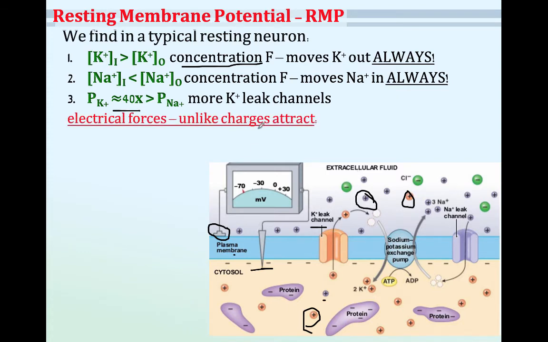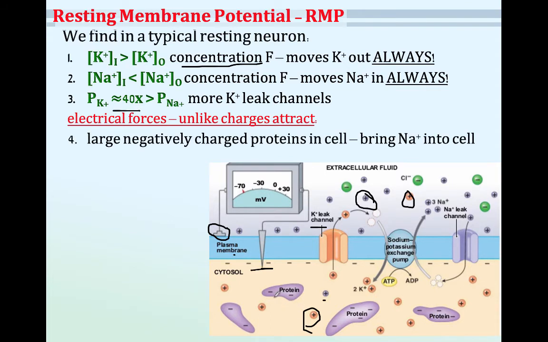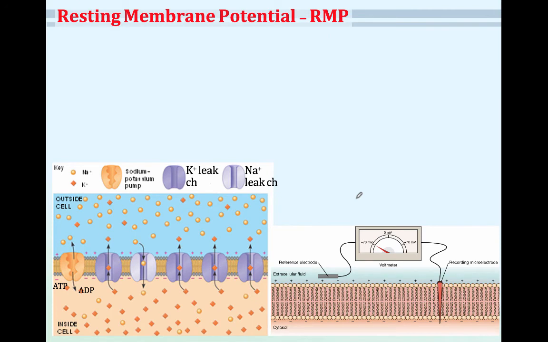The other thing that you need to notice here is that we have these large negatively charged proteins inside the cell, and unlike charges attract, and so that means that not only is sodium going down its concentration gradient, it's also being drawn into the cell by the electrical gradient. Negative charge inside attracts the positive charge, unlike charges attract. It's also trying to hold the potassium in the cell, but the concentration force is so great that potassium still leaves. Potassium always tries to leave.